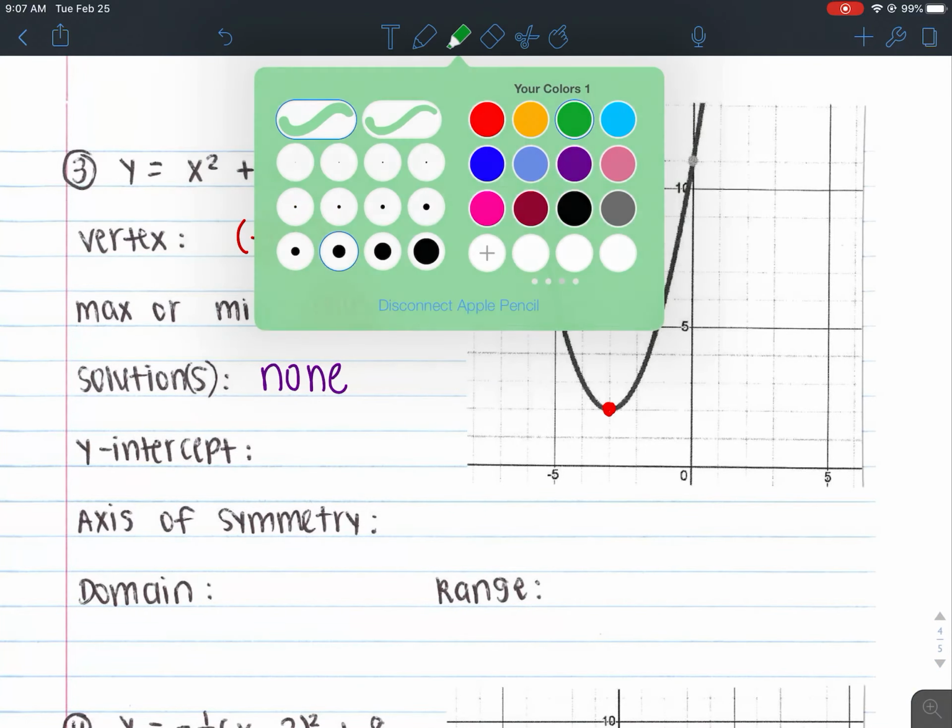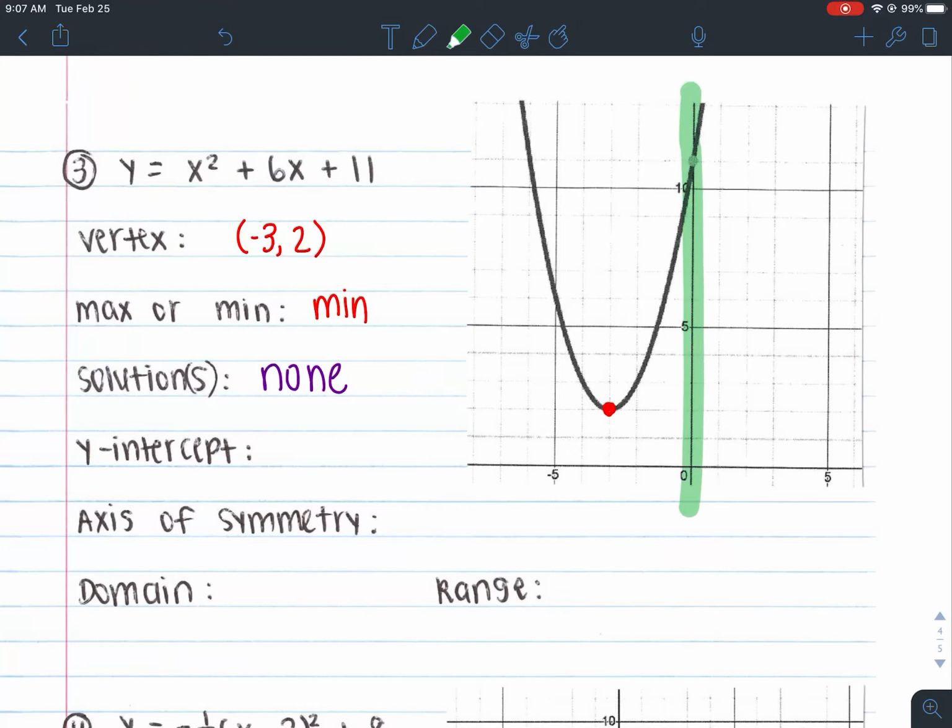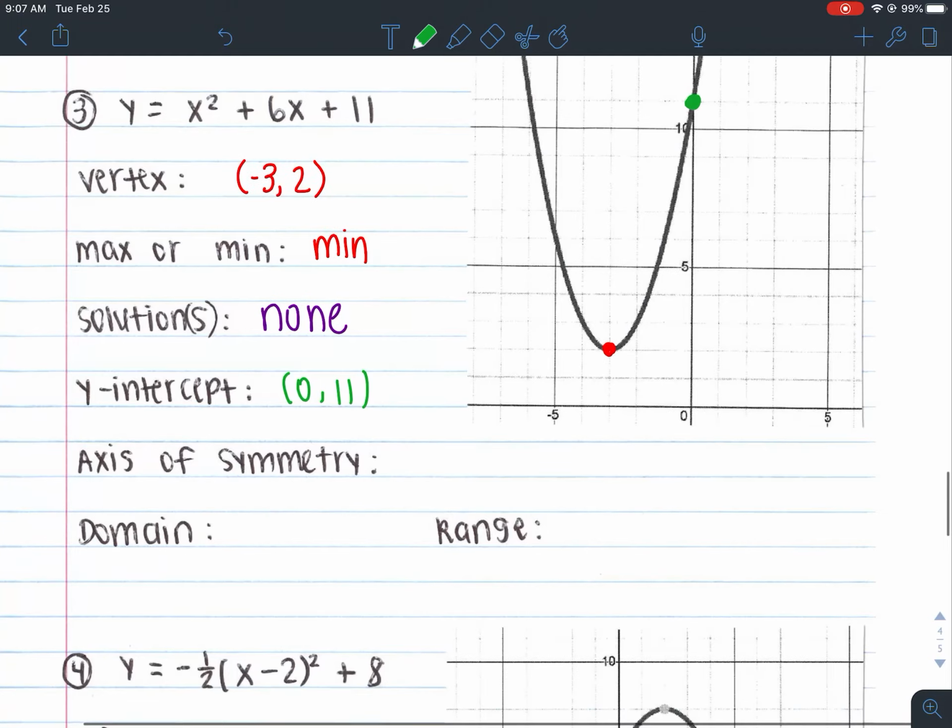Okay, a y-intercept is where the graph crosses the y-axis. So here is our y-axis. The y-axis is crossed at this point right here. So I see a point there. And that would be the point. Is it going to be 0, 11 or 11, 0 here? It's going to be 0, 11. Okay, y-intercept is always 0, a number. So the y-intercept here is 0, 11.